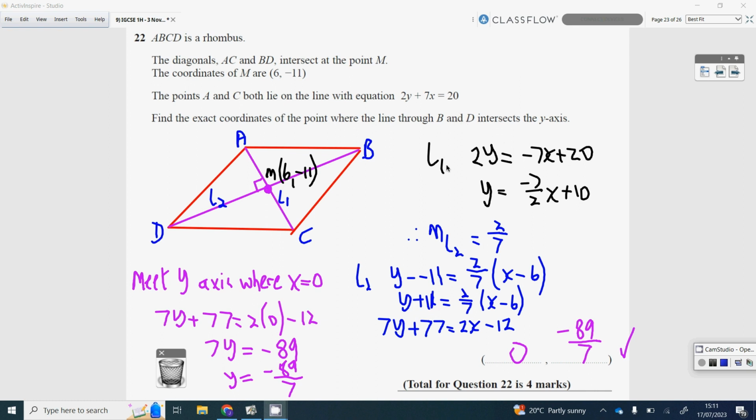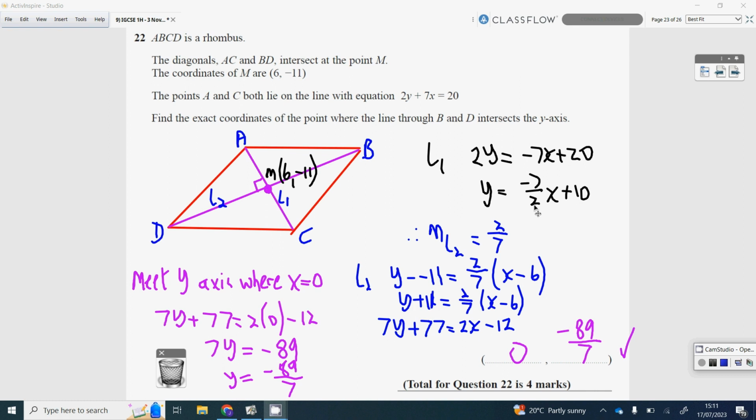Now, rearranging this into y = mx + c format, my 2y + 7x = 20, take away 7x from both sides, gives me 2y = -7x + 20, divide by 2, y = -7/2 x + 10. So my line 1 has a gradient of -7/2. Now, I'm therefore going to label my diagram. Because it's a minus gradient, it's going downhill, and this line 1 goes from A to C, so I'm making that my downhill one. So A to C, so I'm labelling it A, B, C, D. This is line 1 with a gradient of -7/2.